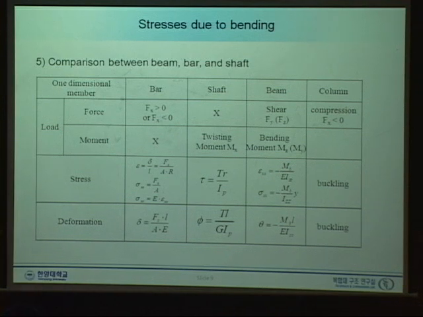And here is the summary of the beam theory and comparison. Comparison between bar and shaft and beam.